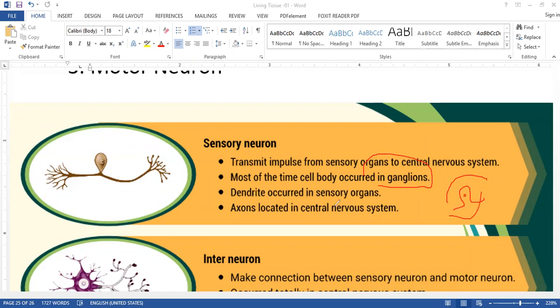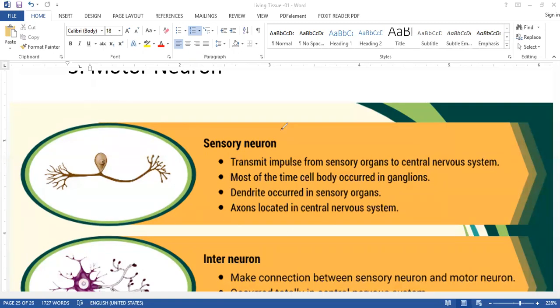Second one, dendrites occur in the sensory organ. You can see the sensory organ. The third one is the axon, which is located in the central nervous system. Axon you can find only here, in the central nervous system.